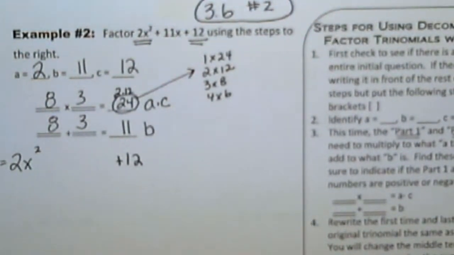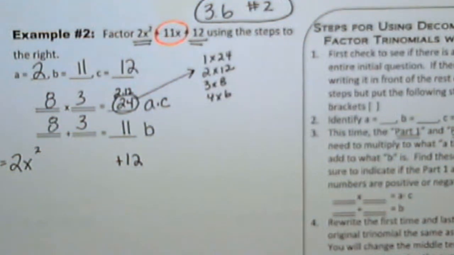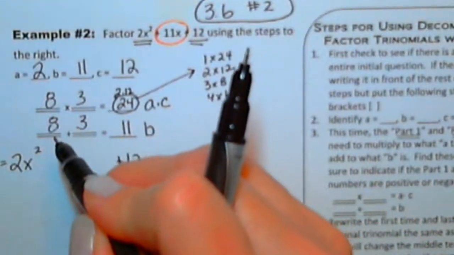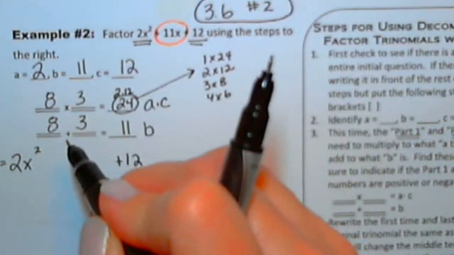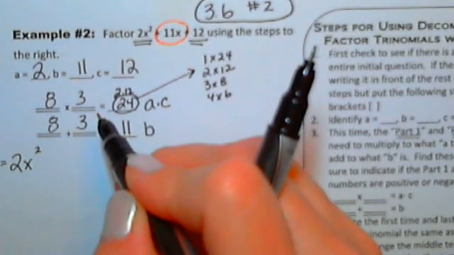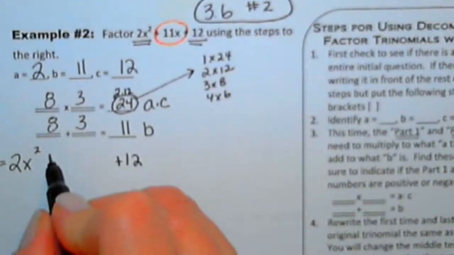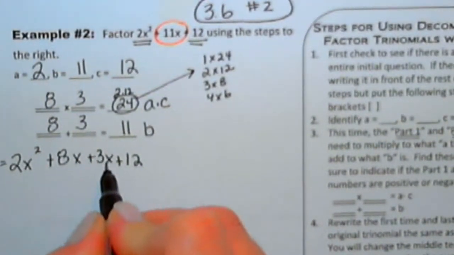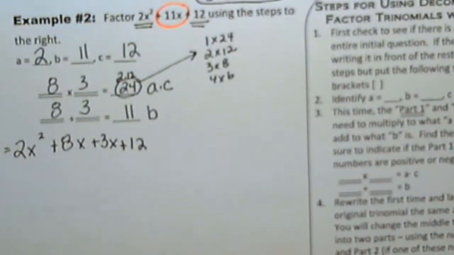Now what you're going to do next is you're not going to write 11x. You're going to write something equivalent to 11x, because 11 is equal to 8 plus 3. So 11x is equal to 8x plus 3x. So right here, I'm going to write plus 8x plus 3x. It's not straight, but it'll be good enough.